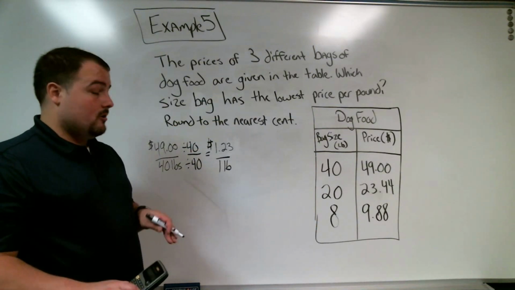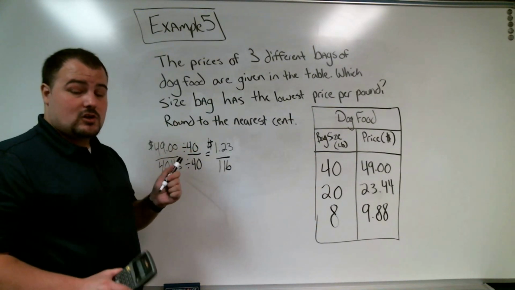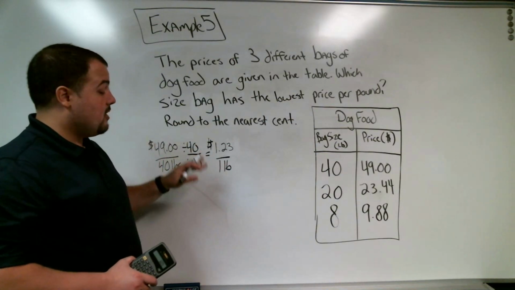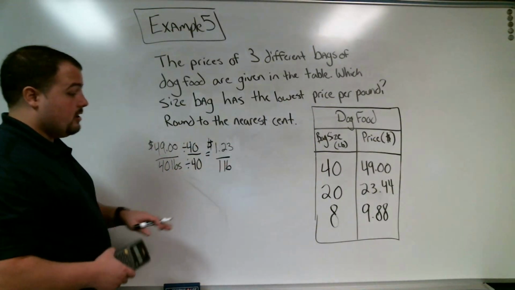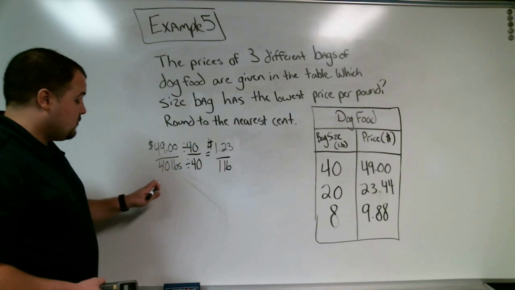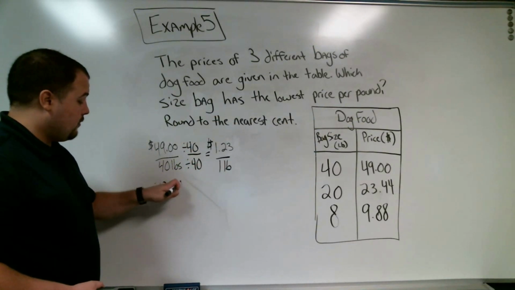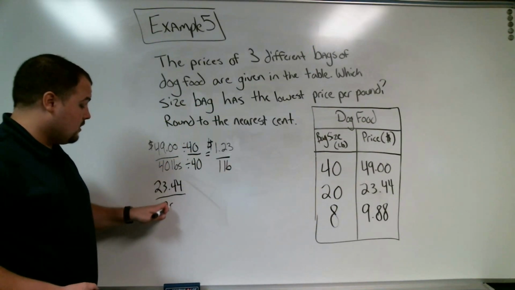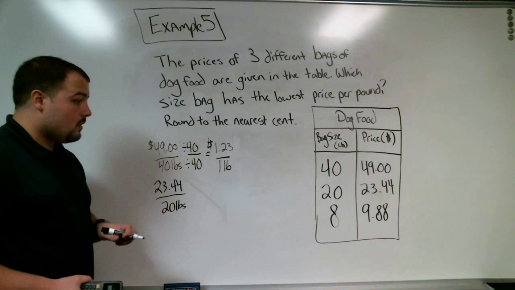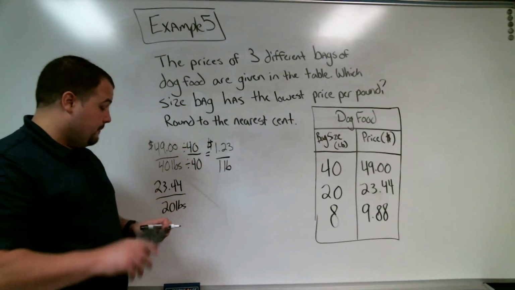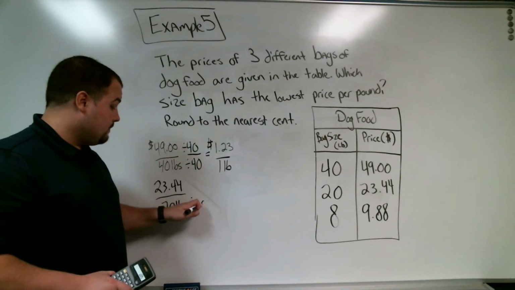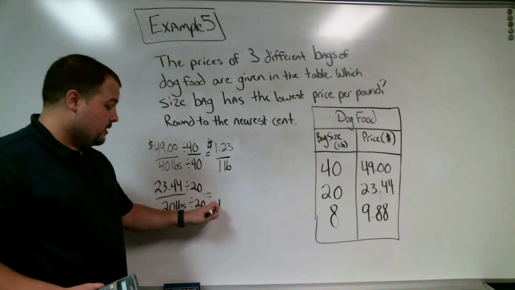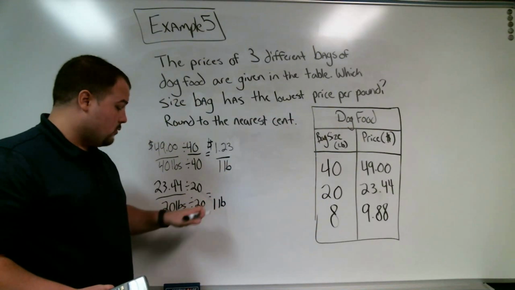Now, we're not done though, because it says which bag of dog food has the cheapest price. So we actually have to look at all 3 problems to figure out which one's the cheapest. So let's go ahead and do the next one. It costs $23.44 for 20 pounds of dog food. It's our job again to get to 1 pound. So we're going to divide by 20, divide by 20, 20 divided by 20 changes it to 1. So we've got our 1 pound.